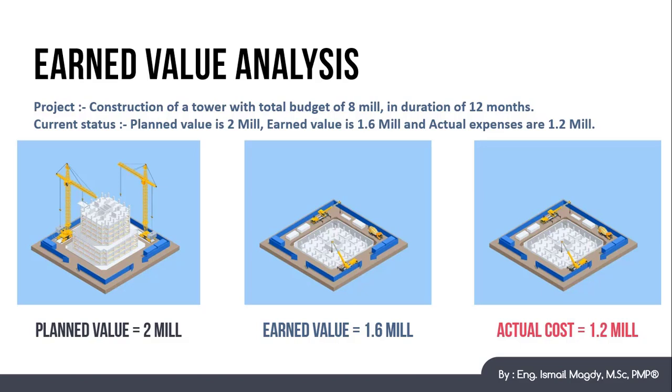We can see that the planned value was higher than the earned value, which means that the project is behind the schedule, but the actual cost is less than the earned value, which means that it is under budget. So this project currently is behind the schedule and under budget.